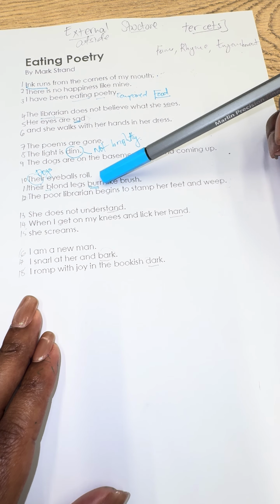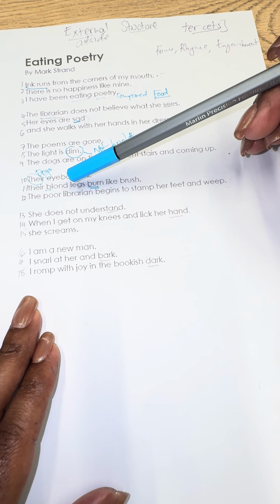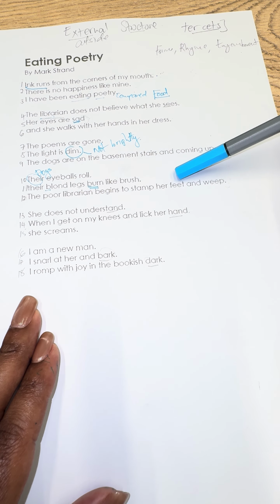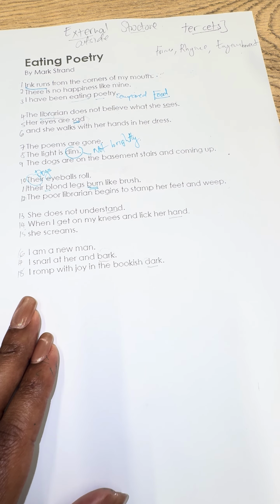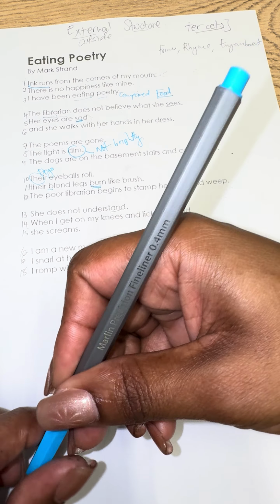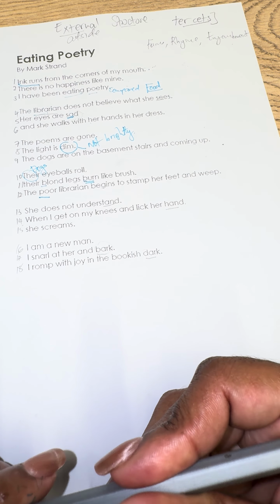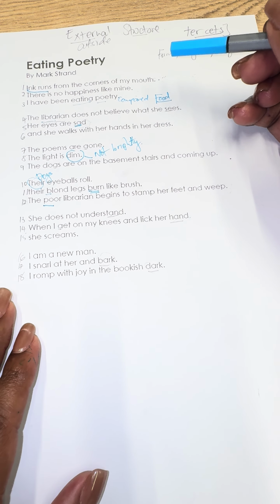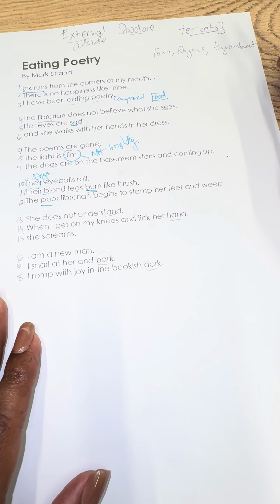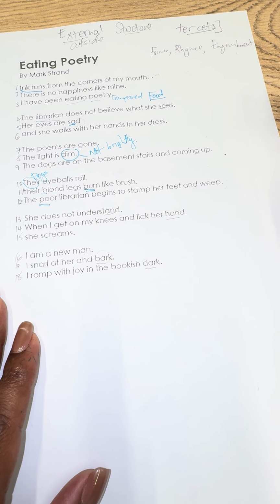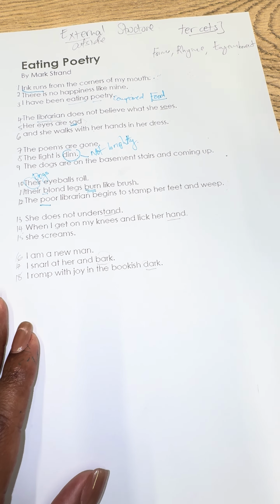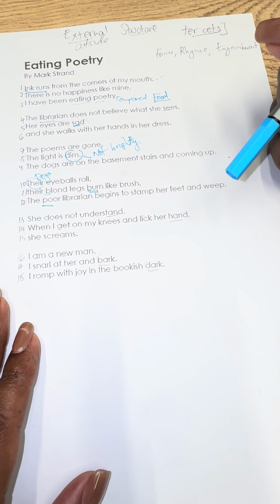The poor librarian begins to stamp her feet and weep. So the speaker here, the word poor, it's not like saying poor as in you don't have money, the librarian doesn't have money or whatever. But here, it's the speaker feeling some sympathy for the librarian because now the librarian is the one that's experiencing all of this that is happening, okay?